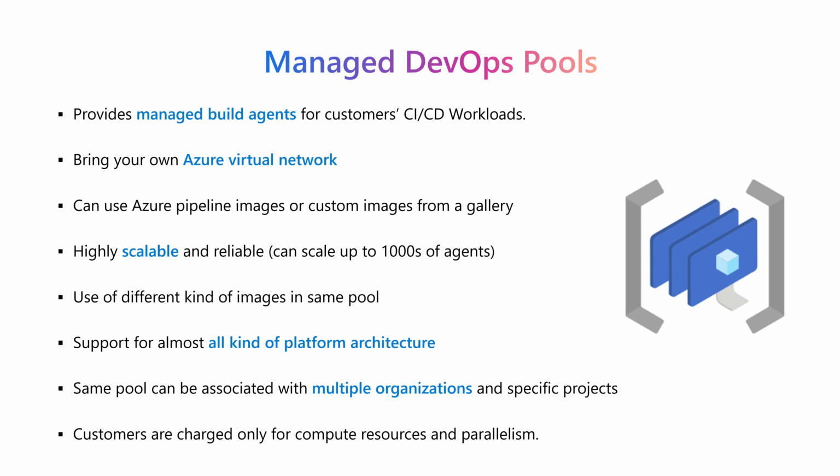This means that you don't have to create a custom image that contains the dozens or the hundreds of the tools that should be installed inside the build agent. You just use the Microsoft provided one, which has lots of pre-configured command line tools, and so it's highly scalable. It can scale up to 1000 agents, and you can define a pool that contains different kinds of images or different VM SKUs.